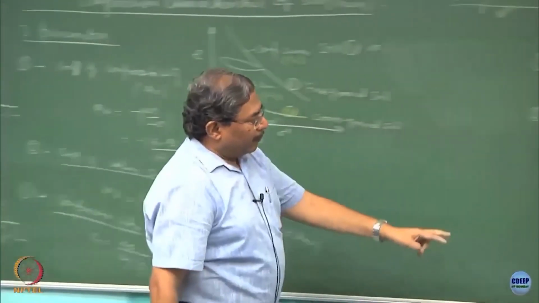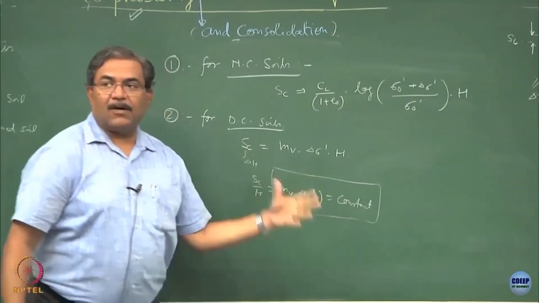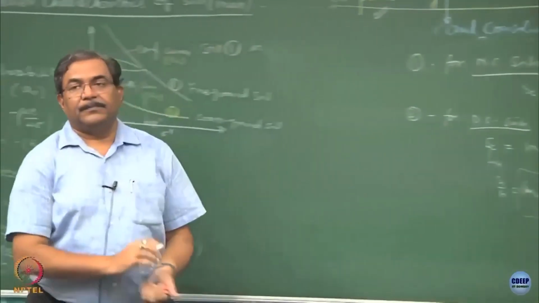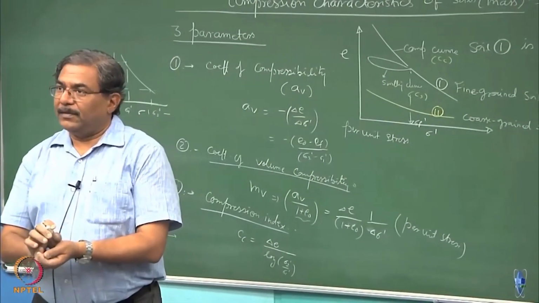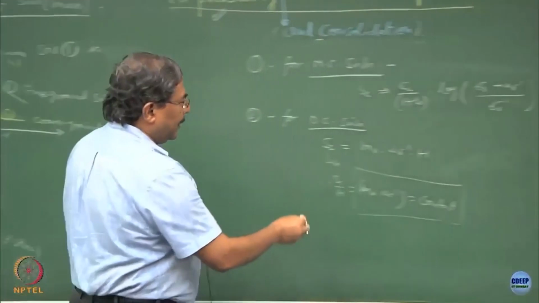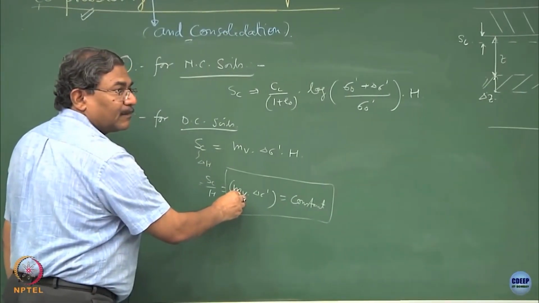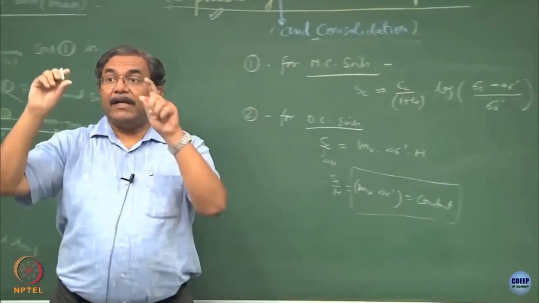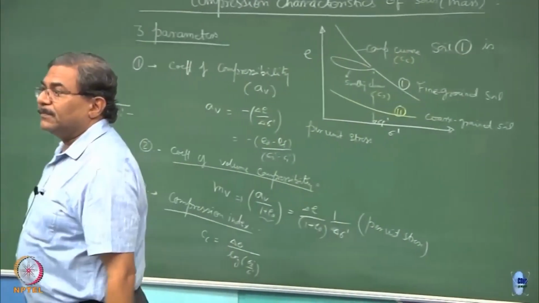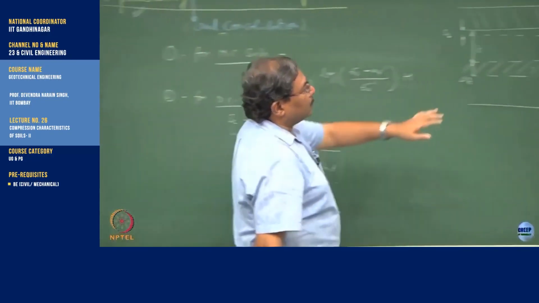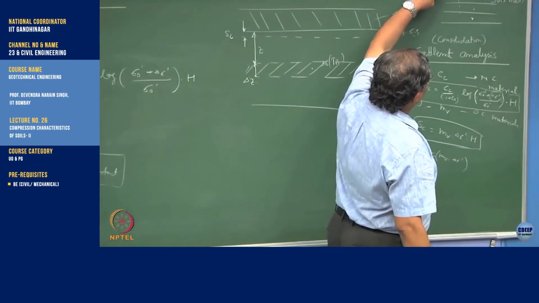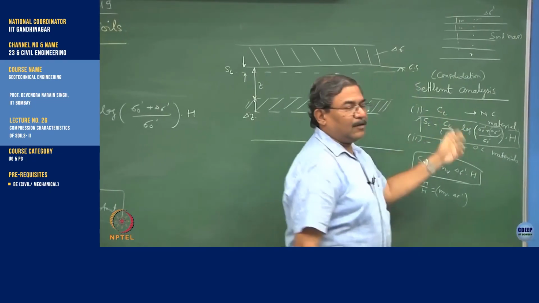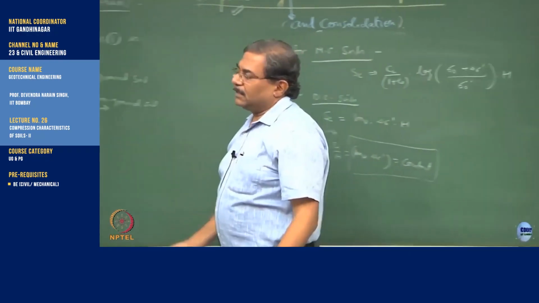Fine. So, what we have obtained from here is mv into delta sigma prime remains constant, and this constant is nothing but a sort of a volumetric strain. For OC materials, mv remains constant. For NC material, Cc remains constant in finite thickness of the layers, and hence we have done discretization of the entire soil mass. These are infinitesimally thin layers for which we have obtained Cc, e naught and H and delta sigma prime. Is this part clear?